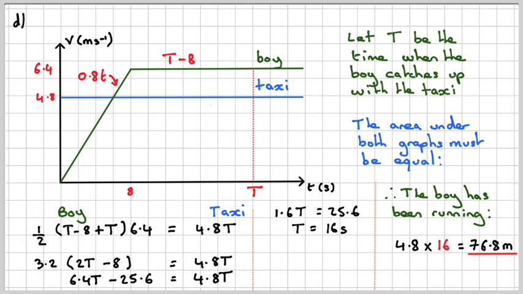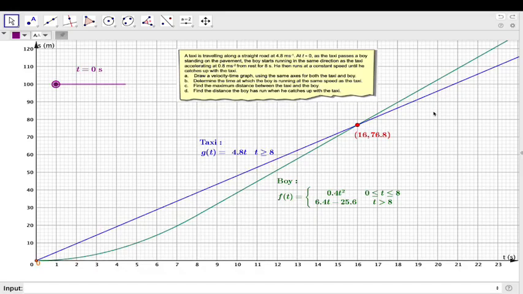76.8 metres. Now, we weren't asked to do this, but we can look at a displacement time graph for this problem, which will look like this. Here we have the taxi. That's just going to be a straight line, as it's at a constant speed. Here we have a bit of a curve because we had an acceleration, and then a straight line for the constant speed. We can see that they actually meet each other again at 16 seconds at 76.8.